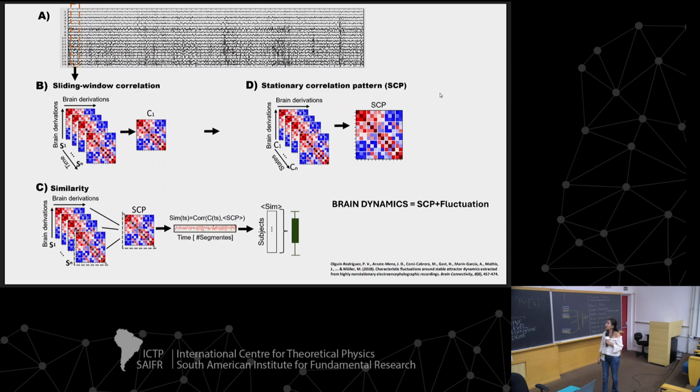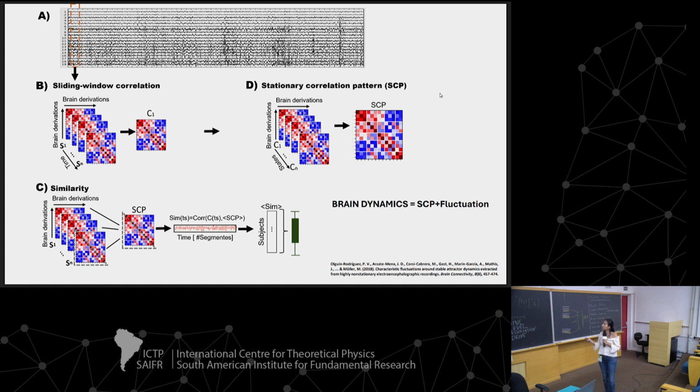And we propose a new methodology. In summary, this structure, or this stable correlation pattern, is a manifestation of the phase space we can reconstruct, but the brain dynamic is equal to this structure plus fluctuation. These fluctuations are deviations around this stable correlation pattern.